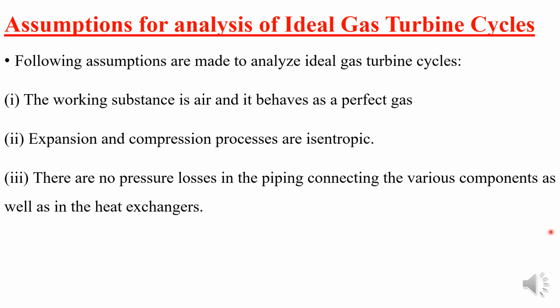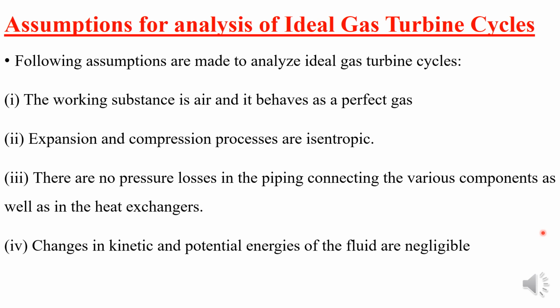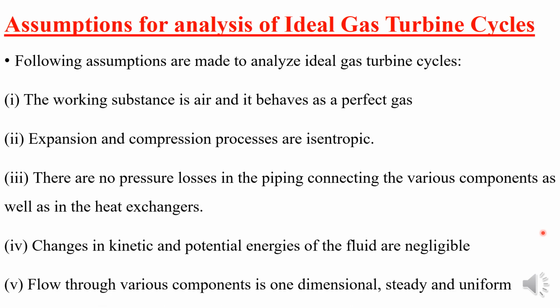The next assumption is that the change in kinetic and potential energy of the fluid is very small, so you can neglect it. Next, flow through the various components is one-dimensional flow. We are assuming one-dimensional flow, and it is steady and uniform. These are the assumptions we are going to consider while analyzing the ideal gas turbine cycle.